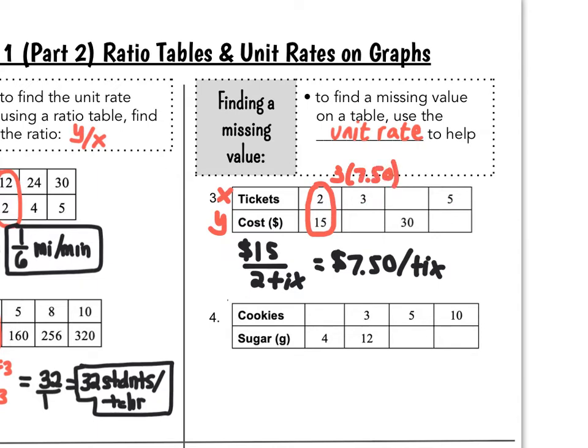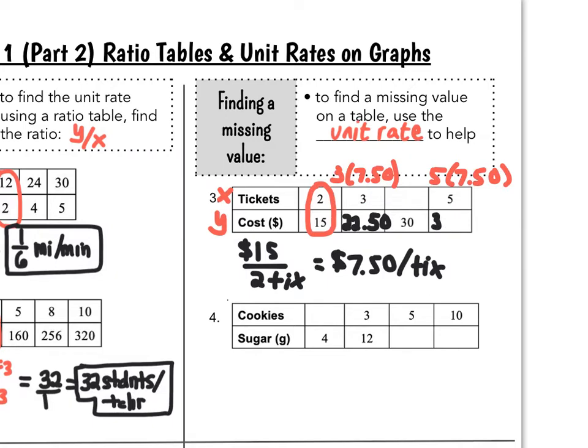And then for 5 tickets, you just take 5 times 7.50. Okay, and that'll give you your price for each set of tickets. So then for 3 tickets, when you multiply those two numbers together, you get $22.50. Okay, make sure you put the 0. And then for 5 tickets, when you do 5 times 7.50, you're going to get $37.50.